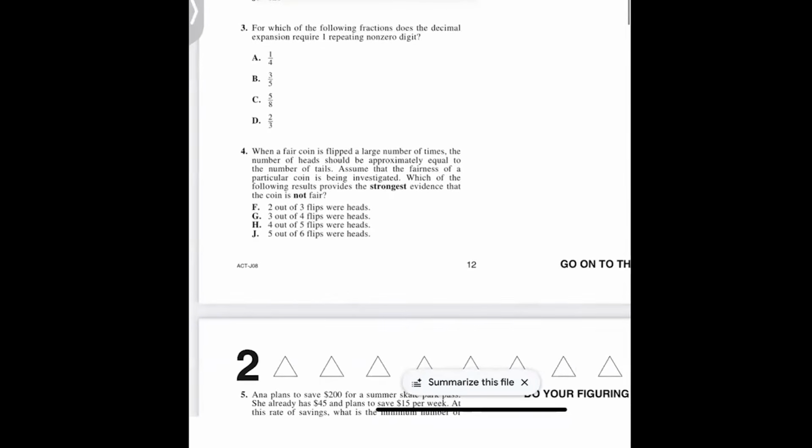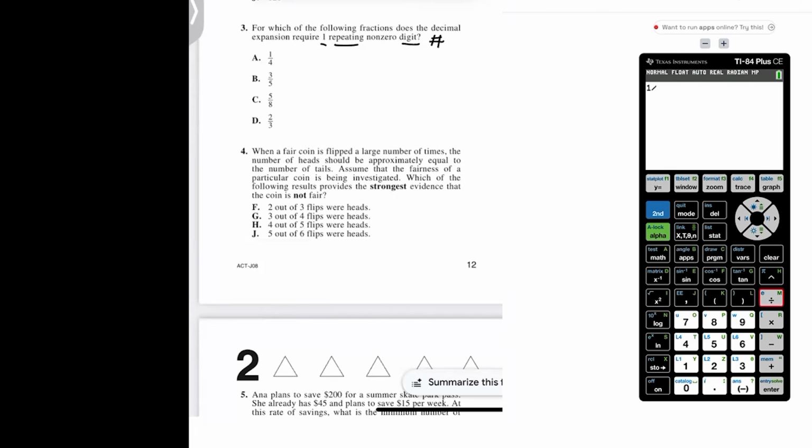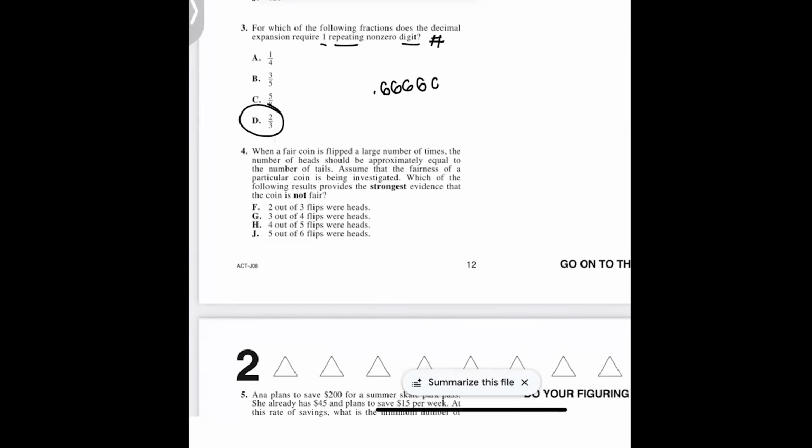So on number three, for which of the following fractions does the decimal expansion require one repeating non-zero digit? People get really caught up with this, but all you are doing is putting it in the calculator and you're looking for one repeating digit, which just means number. So if you put this in the calculator, and most of you might be able to eyeball this, knowing that 2/3 on the calculator is going to be 0.66666 forever, the answer is going to be D.